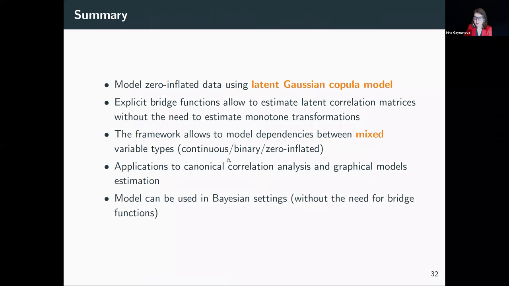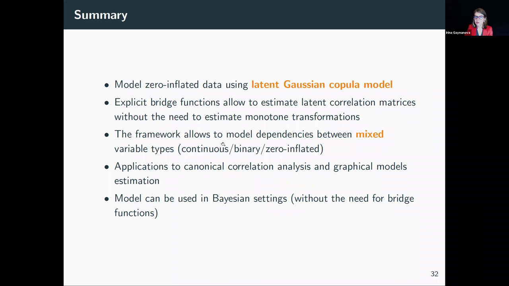So to summarize, what I've talked about is the zero inflated data and the latent Gaussian model for this data. The way we're doing the estimation is to use the bridge functions for which we have an explicit form. One thing that may have not been easy to get from the presentation, but I want to emphasize: within this Gaussian copula model, there is this monotone transformation function. We don't have to estimate that function to estimate the latent correlations. The knowledge of the bridge function does not require the knowledge of the monotone transformation, and so that monotone transformation is never estimated. And that, I would argue, is a big advantage.